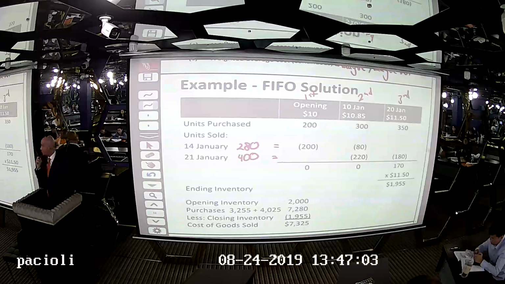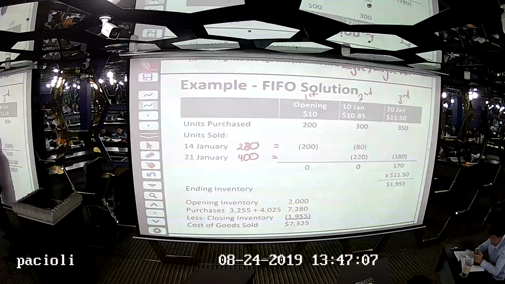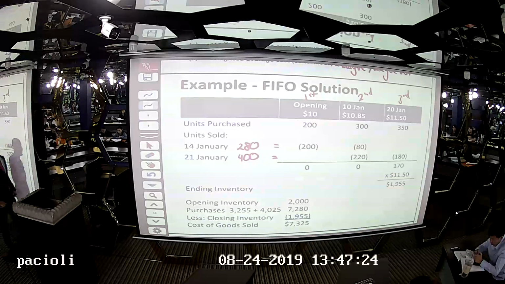And so we see what's remaining. The first inventory is, we have 0 units. And so this is all units, right? It's not $200, it's 200 units. So this is all units. So we're left with 0 units, and the last inventory we have 170 units left.